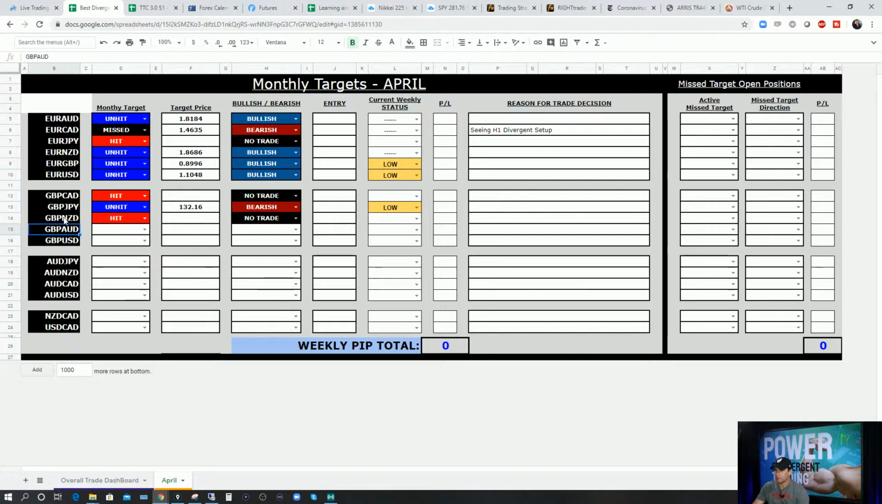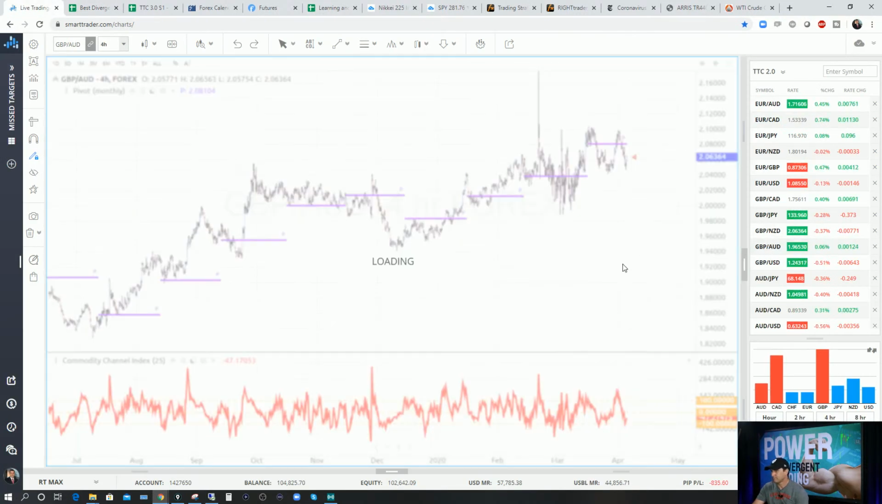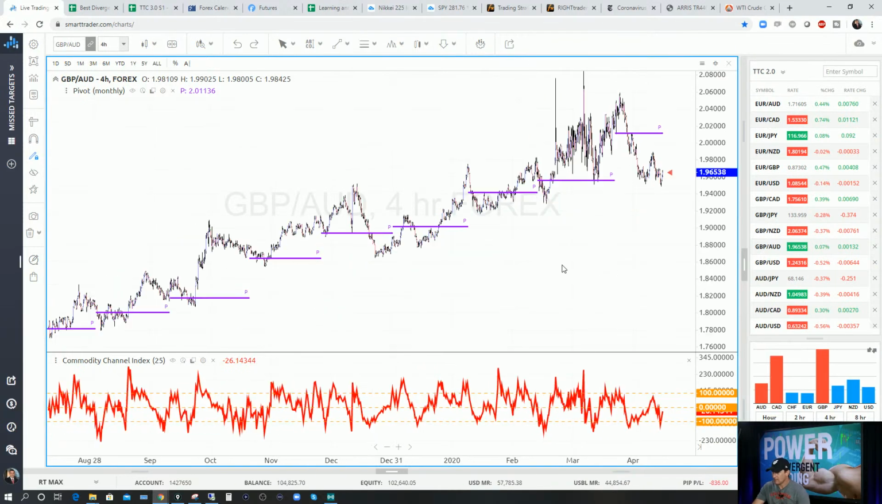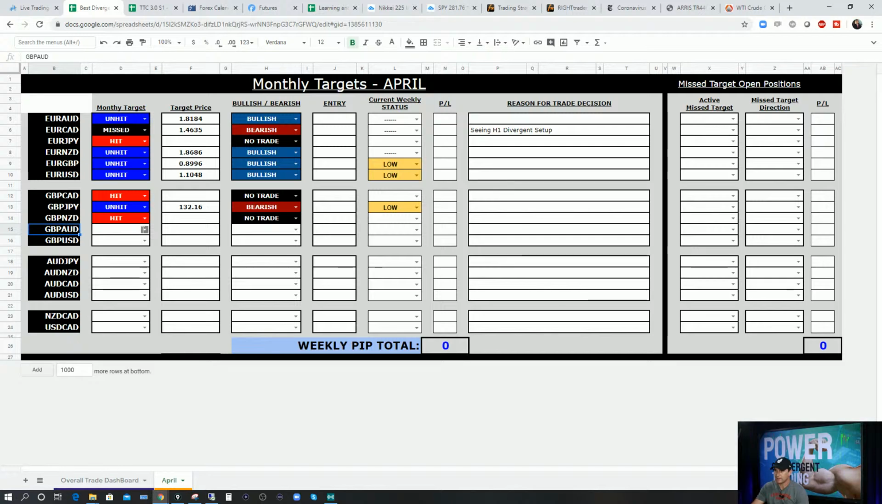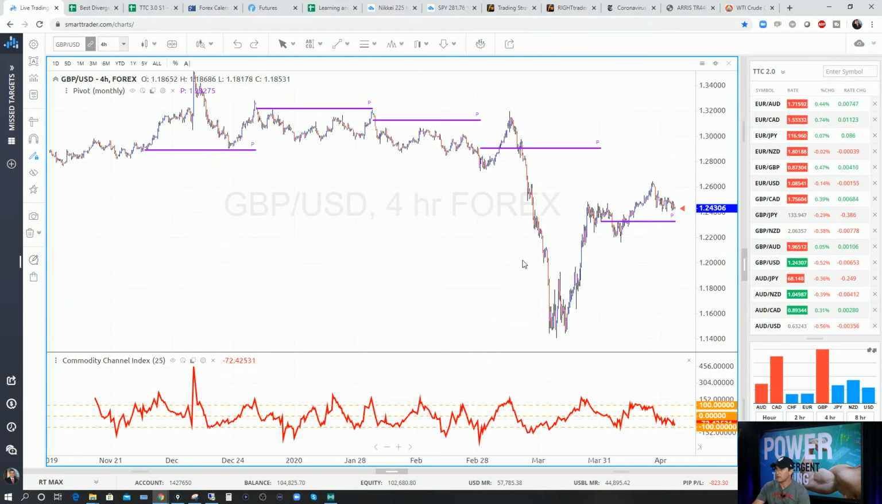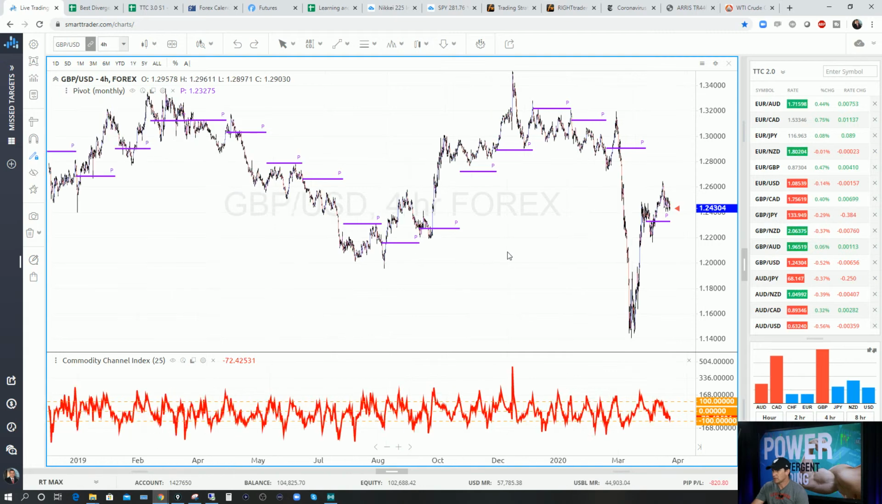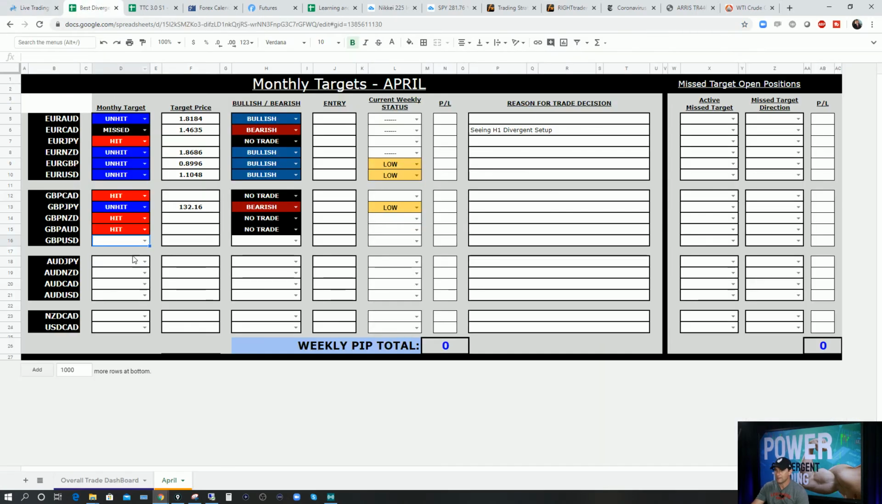And let's go to pound Aussie. Pound Aussie, we got hit targets on this one right here. Let's go ahead and call that hit targets. Let's go to pound US dollar. This one's going a lot quicker than the euro crosses because we've got a lot more targets being hit on this one. This one also, no targets hit this week, or at least this month. So no trade on that one either.